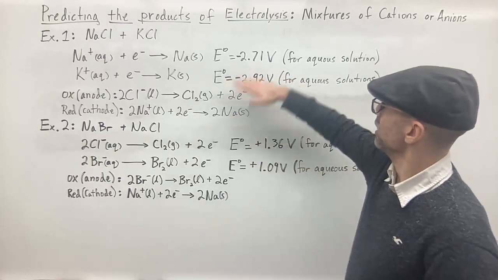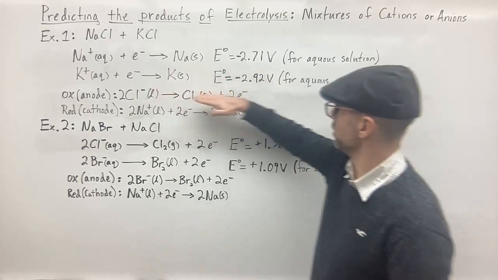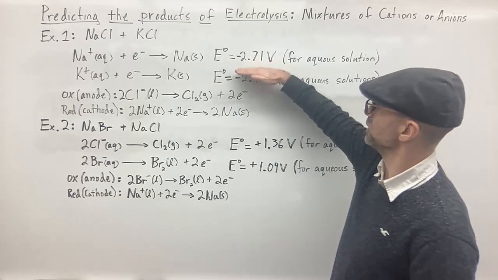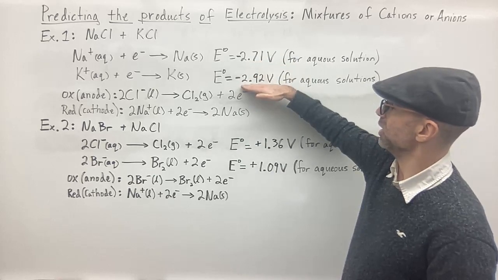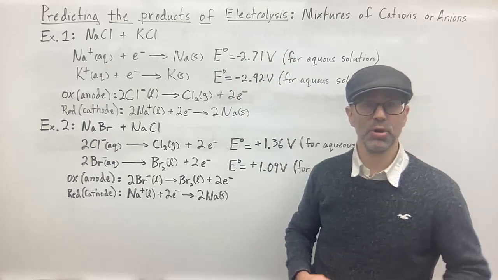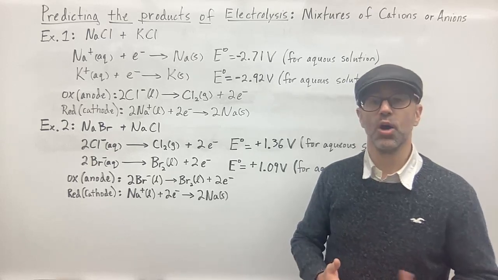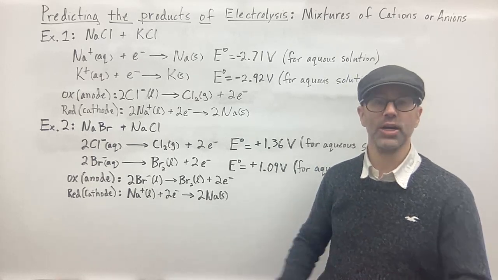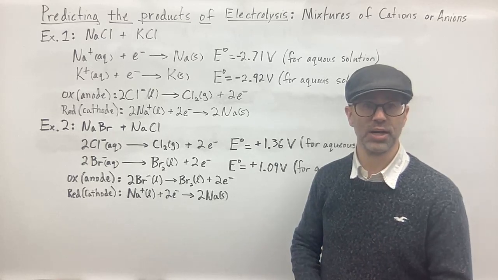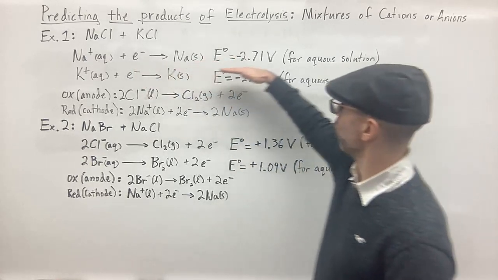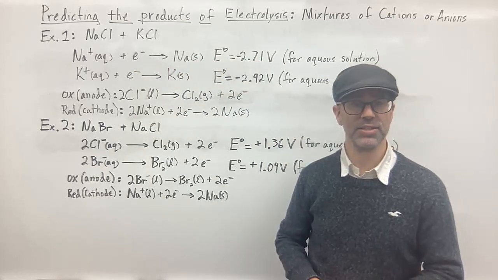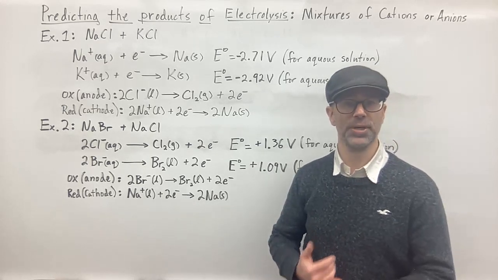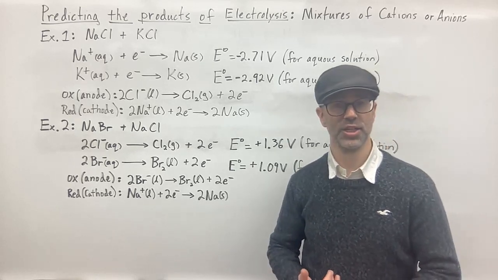Here we see that the electrode potential of potassium is more negative than that of sodium. Another way to put that is that the electrode potential of sodium is more positive than that of potassium. Remember, when we're trying to figure out reduction at the cathode, we want the one that is more positive. The one that is more positive is going to attract electrons more. It's going to have a greater tendency to undergo reduction. In this case, sodium is more positive, and therefore it's going to more easily undergo reduction compared to potassium. So we would predict that sodium is going to undergo reduction at the cathode.